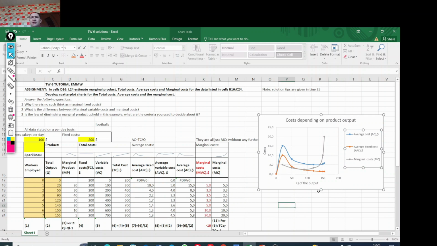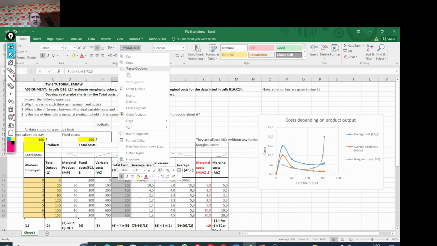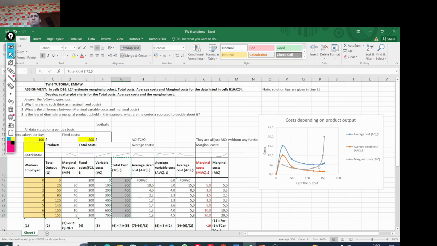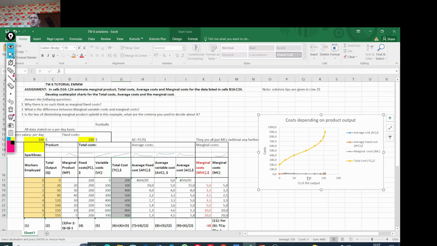Okay, now let's continue adding more charts. What if I want to add my total costs, all the costs, to my depiction here, to my chart here? I select total costs as usual, right click and copy, in an attempt to add it to the chart. And now the whole thing collapses because the scale collapses.